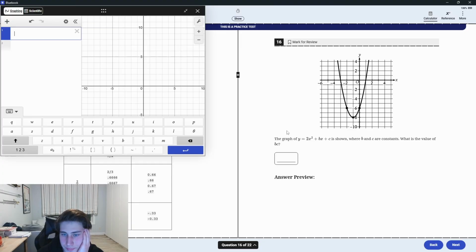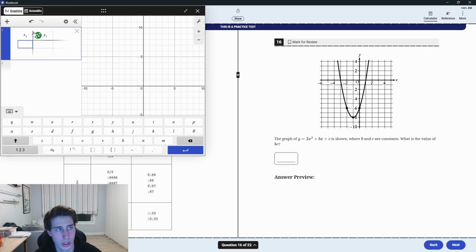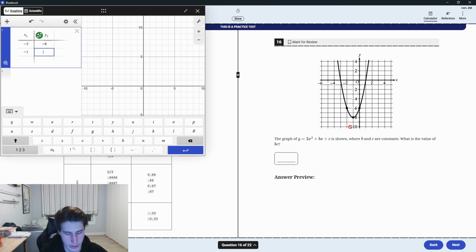So number 16. This graph is shown where B and C are constants. What is the value of B times C? Okay, so let's just create this graph. So we use a table and we see the dots here. These dots represent points on the graph. So right here, we can see, okay, -2 and -6. We can do -1 and -8 and 0, -6.